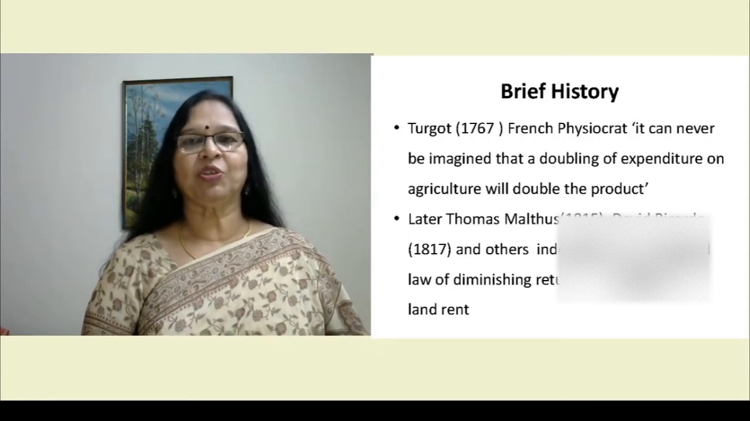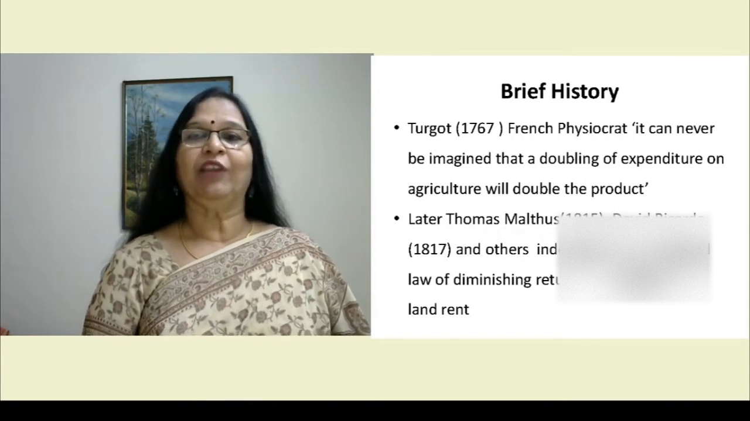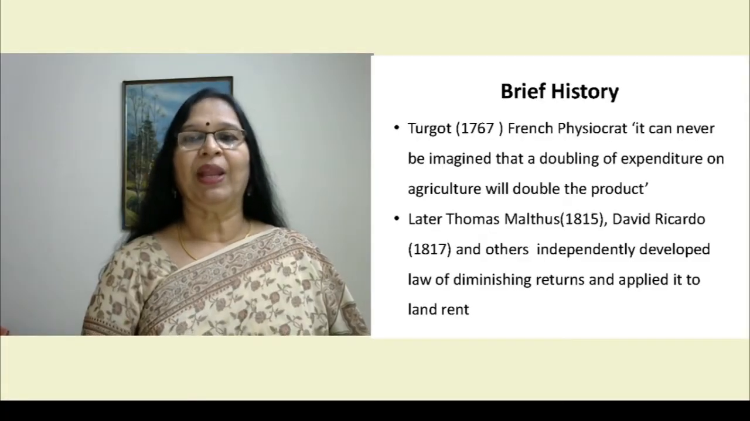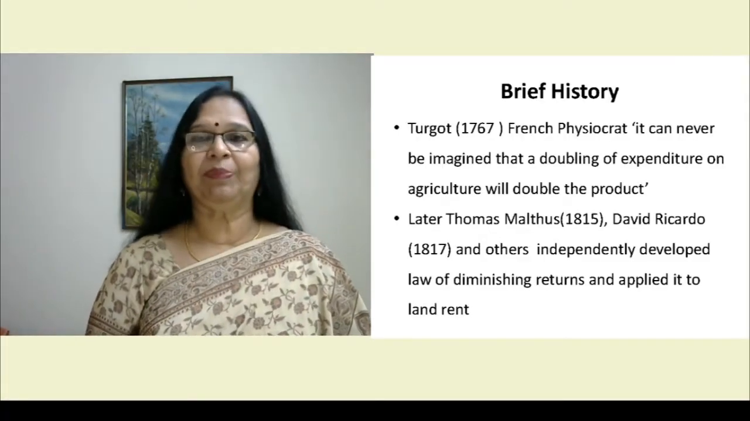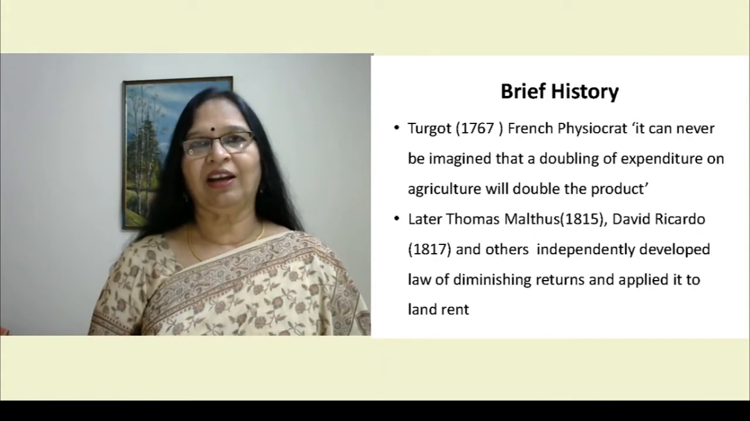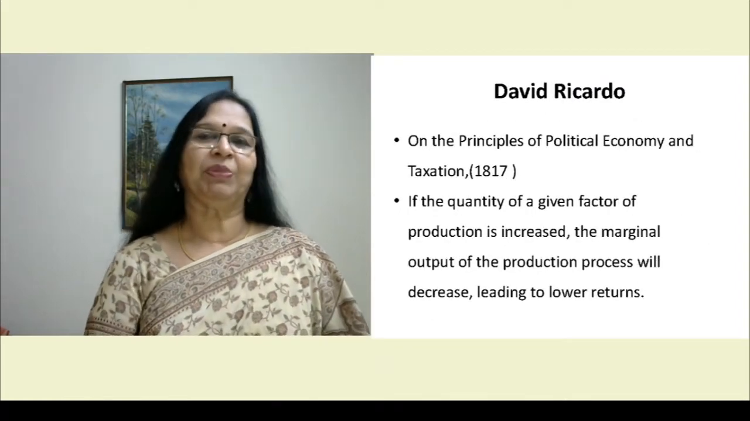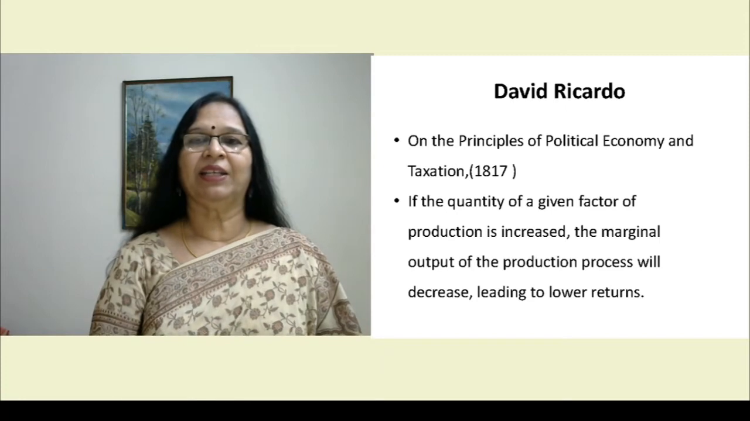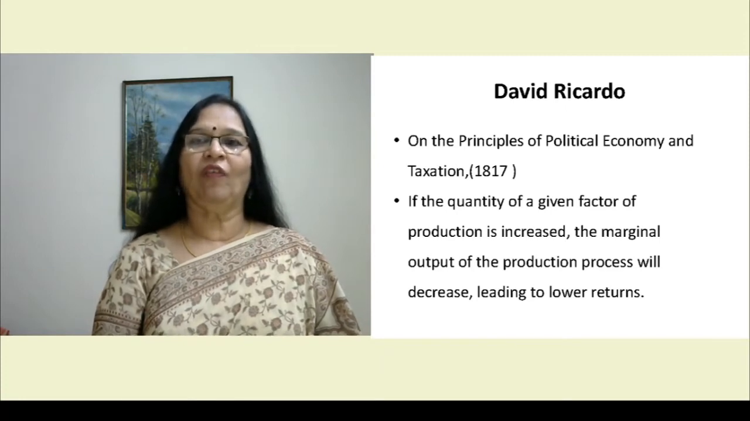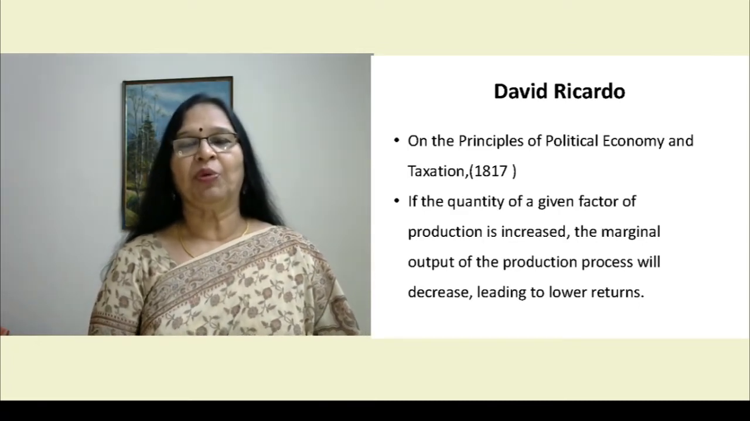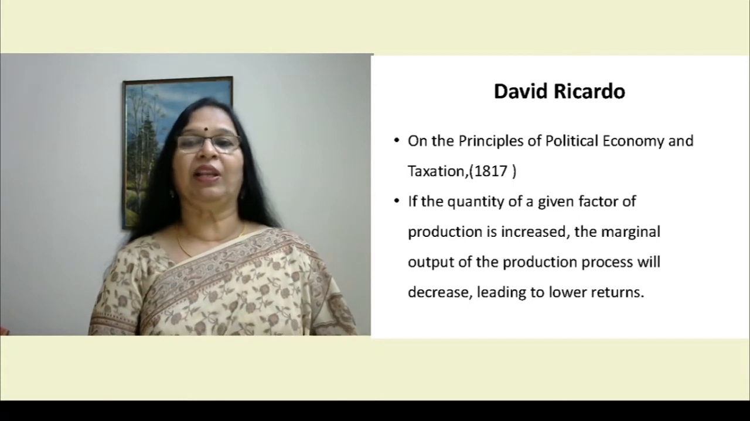But once this observation was made as early as 1767, it was later picked up by David Ricardo and Thomas Malthus in 1815 and 1817. That's quite some time later that these ideas were picked up. And both of them developed these ideas further in their areas of interest. For example, David Ricardo developed it into the theory of rent, and he made this statement: if the quantity of a given factor of production is increased, the marginal output of the production process will decrease, leading to lower returns.